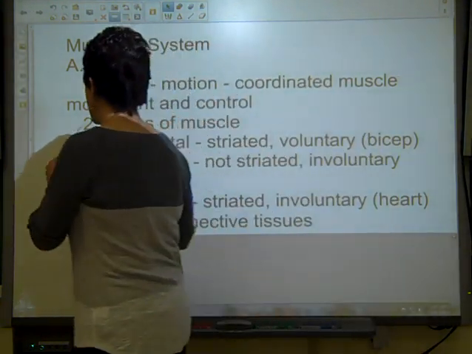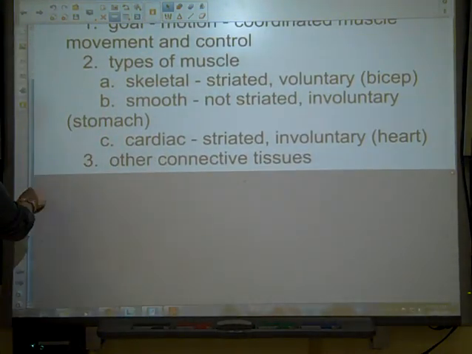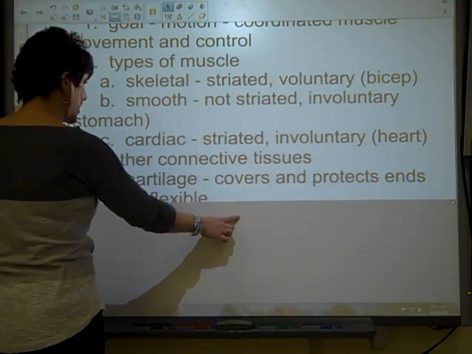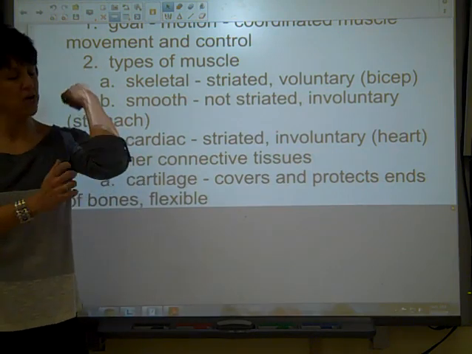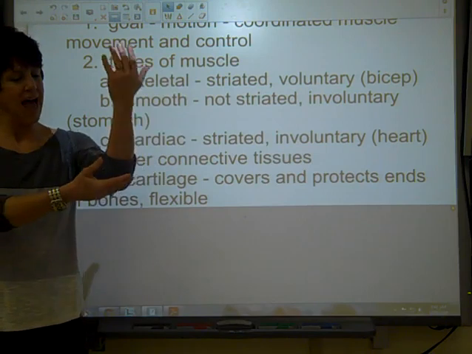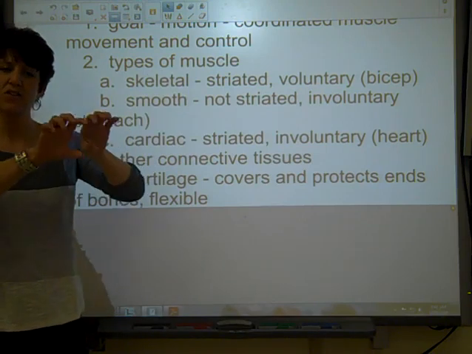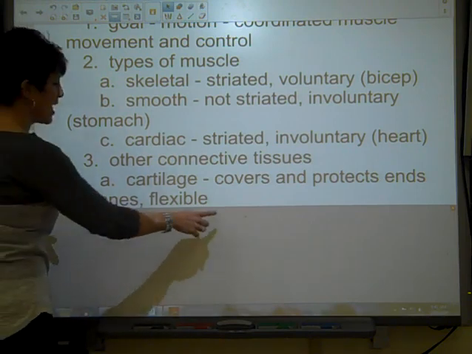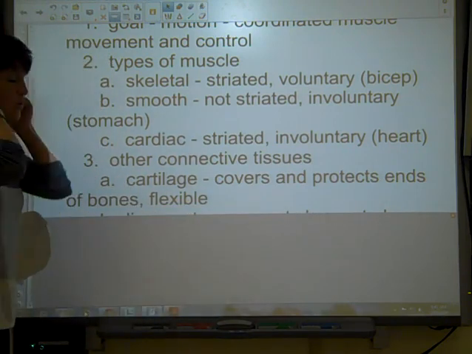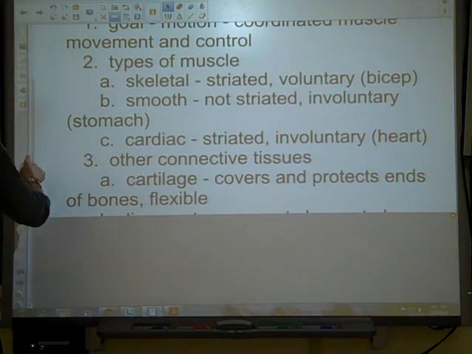All right, next off, we have some other connective tissue that is very involved in the muscular system, but it's not a muscle. The first is cartilage. Cartilage is what covers the ends of all of your bones so that you can move your elbow joint and the bones aren't scratching each other. There's cartilage wrapped around the end of each bone. It protects them and it helps keep it flexible. They're also in places obviously like your ears and your nose.